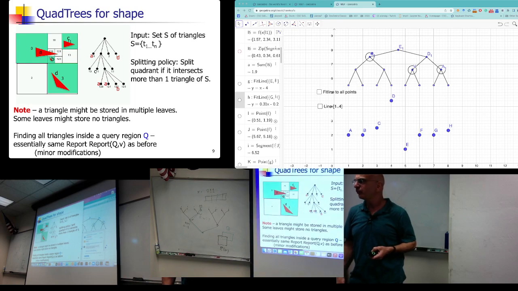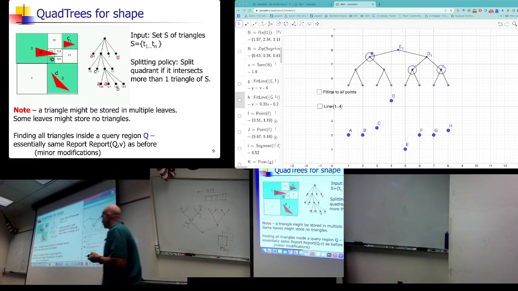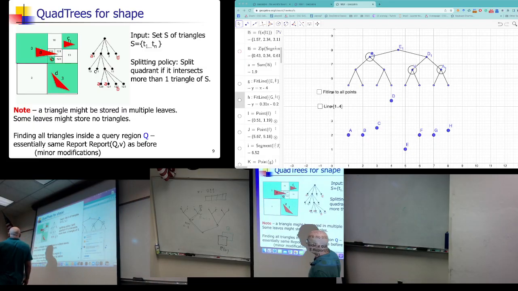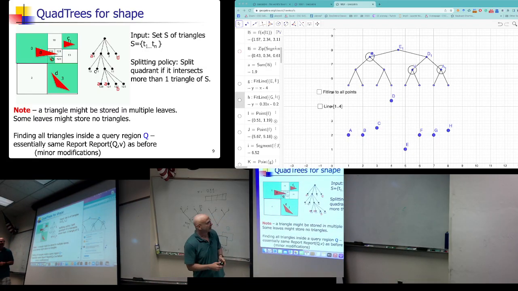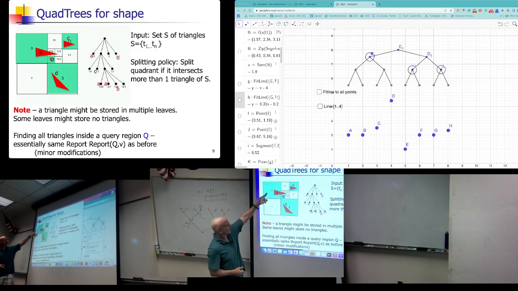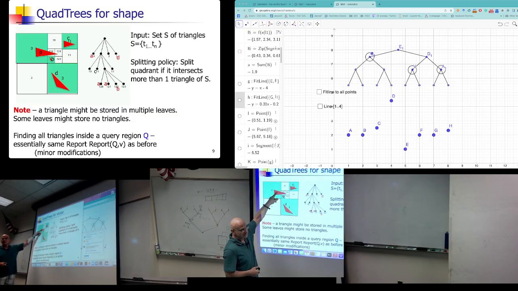What happens if I have triangles or other shapes, intersecting or not intersecting? Triangles are just for graphics, but it could be any shape. All I'm saying right now is that I need a splitting policy, and right now my splitting policy would be to split a quadrant if it intersects more than one triangle. If a quadrant intersects two triangles, then split it.